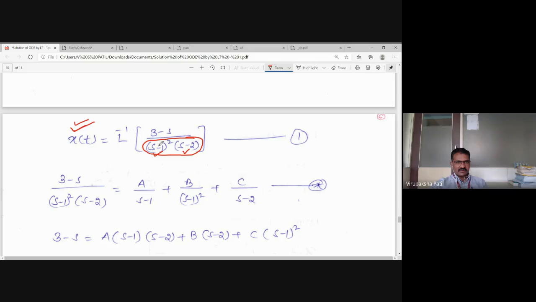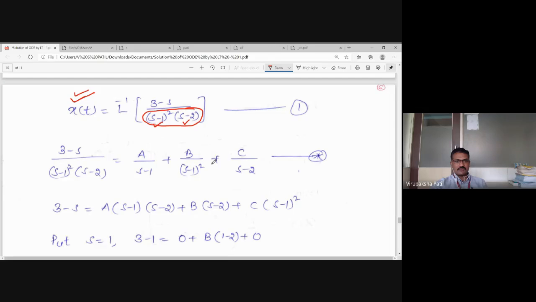Therefore, consider this term, (3 minus s) divided by (s minus 1) whole square into (s minus 2). Because of this repeated factor, you can write the partial fractions with constants: A divided by (s minus 1) plus B divided by (s minus 1) whole square plus C divided by the linear factor (s minus 2) that we have taken.